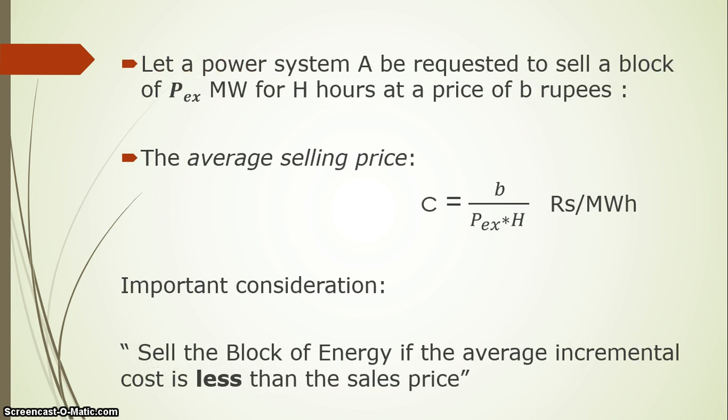The selling price at which the energy is sold is given by B. B is the price for the total block of energy, and PEX, that is the exchange power, multiplied by the number of hours gives you the block of energy. For how many hours, H hours, the power PEX in megawatts will be transmitted.